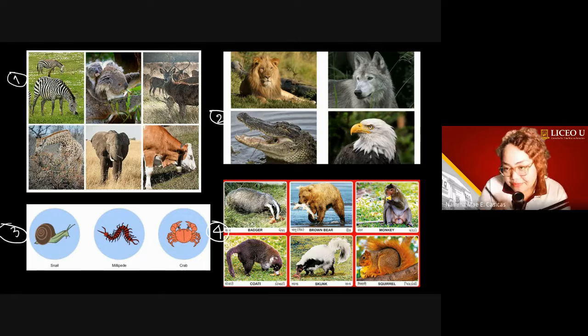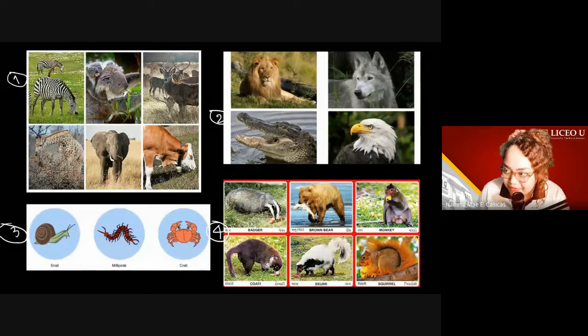So let's start with the animals in picture number one. What kind of classification is it? Herbivores, carnivores, omnivores, or detritivores? Okay, number one is herbivores. Yes, that's correct. So we have the zebra, the koala, the deer, the giraffe. We don't have these animals here. And then you have your cow. They eat grass. So that's why they are herbivores.